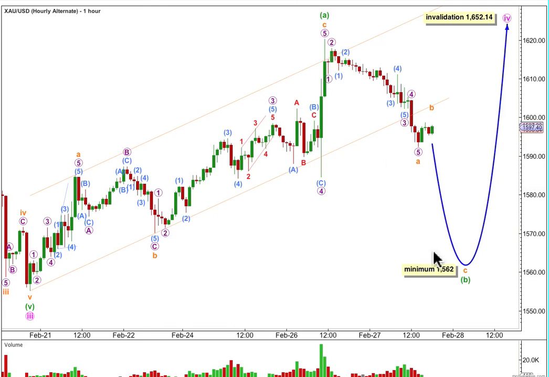Now, the main difference between that idea at this stage is that downwards movement should unfold as a 3-wave structure, but it doesn't have to meet this minimum. It's reasonably likely to get about that point, so if the minimum is not met, I'll relabel this alternate as a double combination, unfolding for minute wave 4.